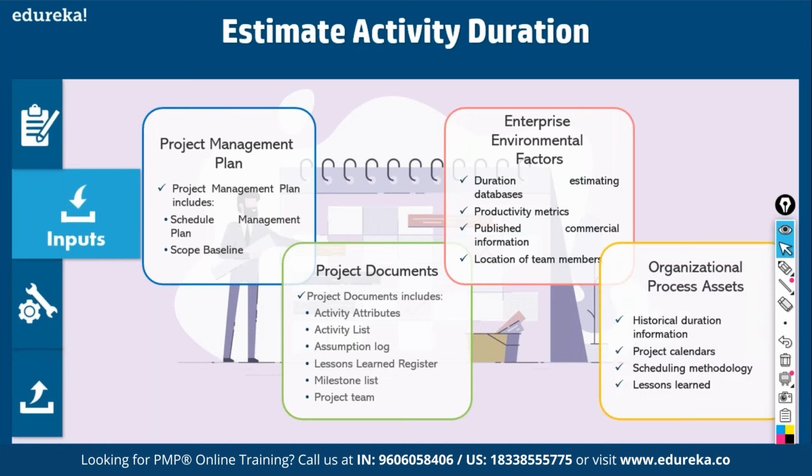Then comes organizational processes, historical duration. This is information from earlier projects, which you can use. Project calendar. What is a project calendar? If a project is running on 2 shifts, you'll have 2 project calendars. 3 shifts, 3 calendars. So you have to plan for schedules in all the calendars, isn't it? Then scheduling methodology. You have precedence diagramming method, activity on node, so many methods, critical path, critical chain. Okay, you can decide what has to be applied. Fine.